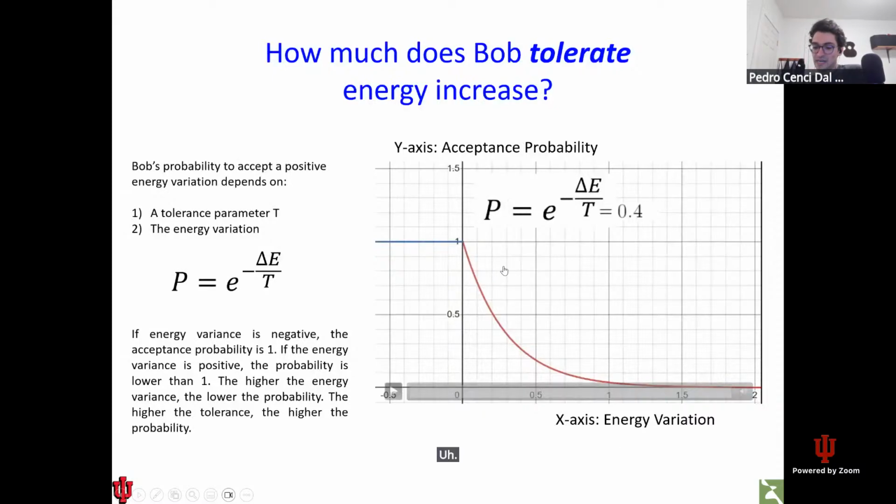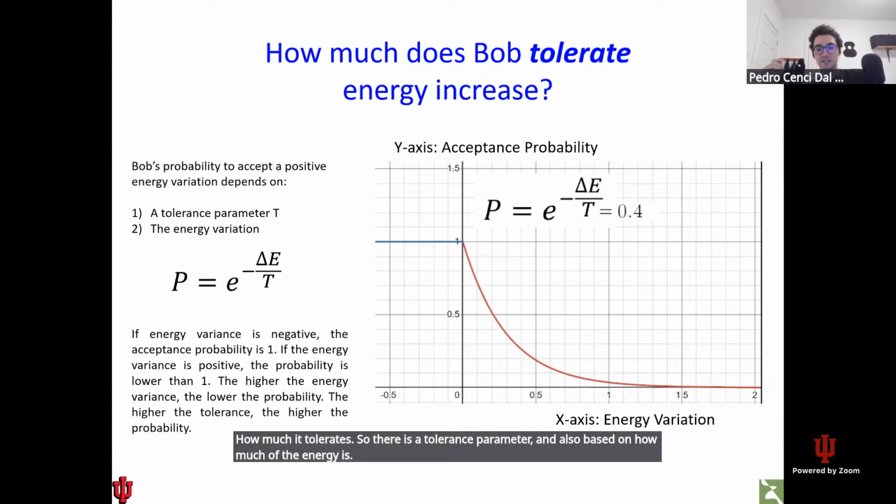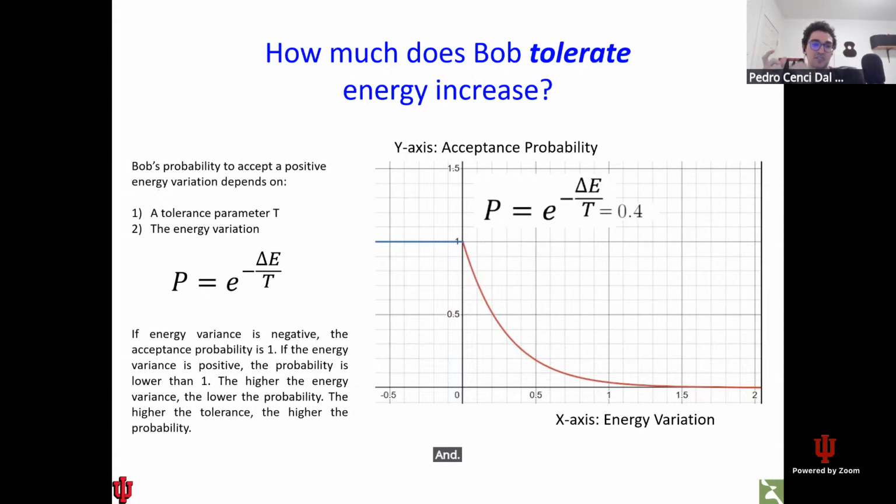So to allow Bob to increase its energy, we need to give it a tolerance function, or a probability that Bob will accept increasing its energy based on how much it tolerates. So there is a tolerance parameter. And also based on how much the energy is going to increase. Because if it increases too much, we might as well reject that. And if it increases just a little bit, we might accept it with a higher probability. So this is what this Boltzmann acceptance function does.